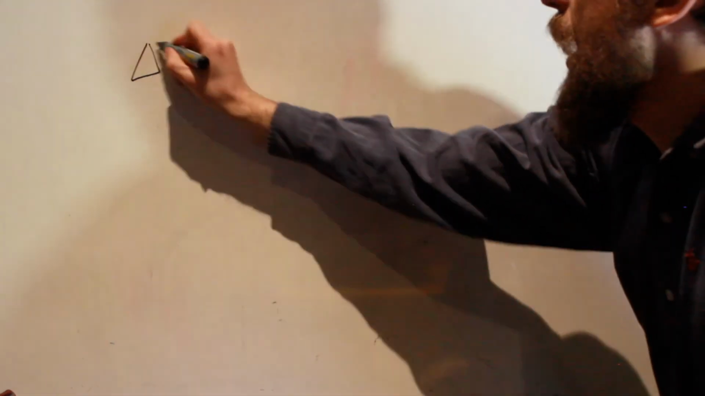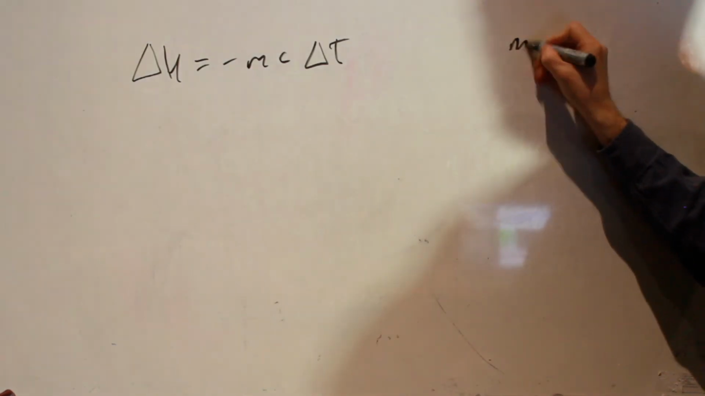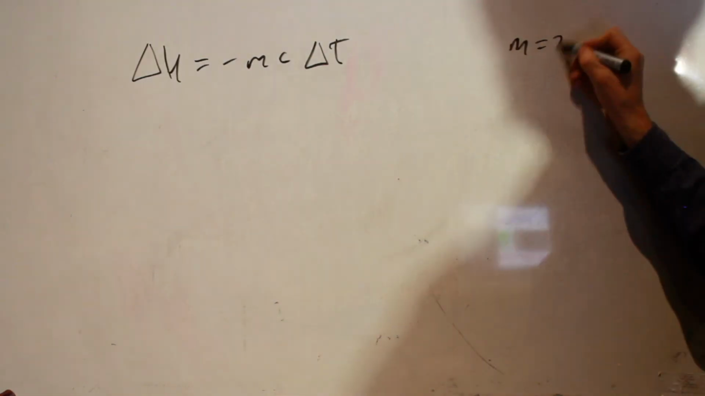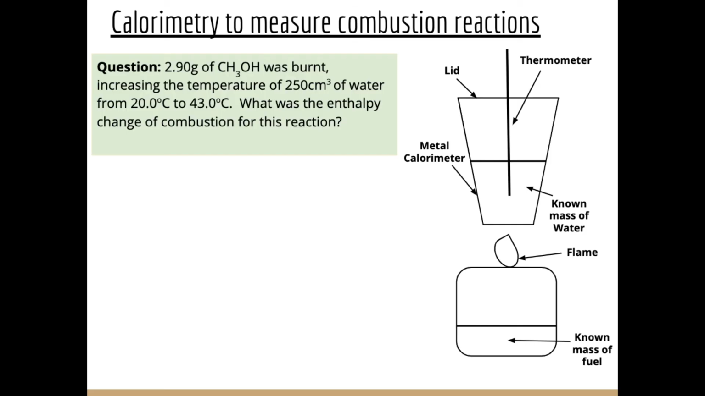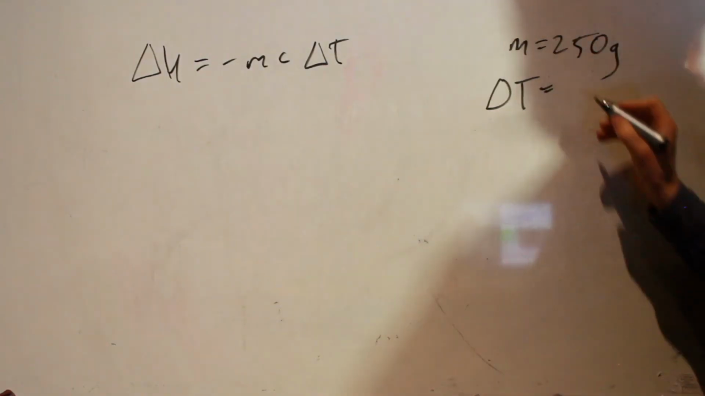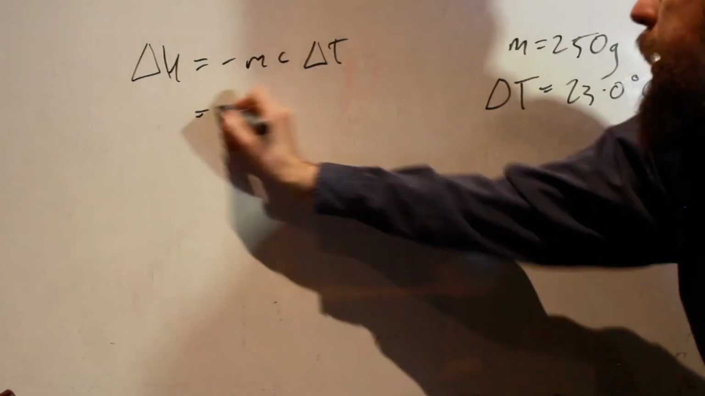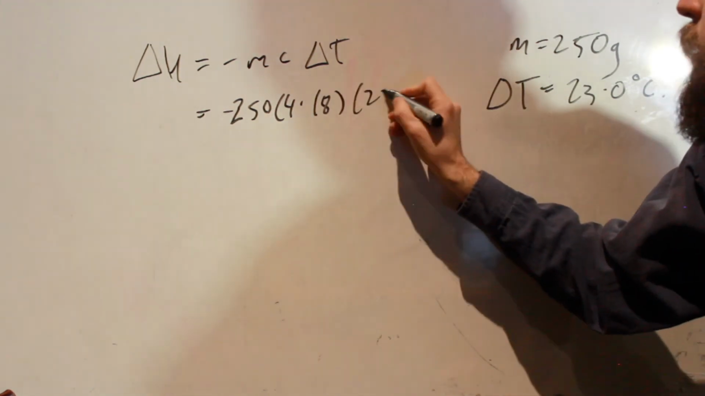Now, as we've been doing, I'm going to write the equation that we're using. Delta H is equal to minus mc delta T. As we always do, I'm going to collate my information over here. The mass we are given is the mass of the water, 250 centimeters cubed, assuming 1 centimeter cubed is equal to 1 gram, so our mass is equal to 250 grams. C is 4.18. Our delta T, we are going from 20 degrees Celsius to 43.0 degrees Celsius, so we have an increase of 23.0 degrees Celsius.